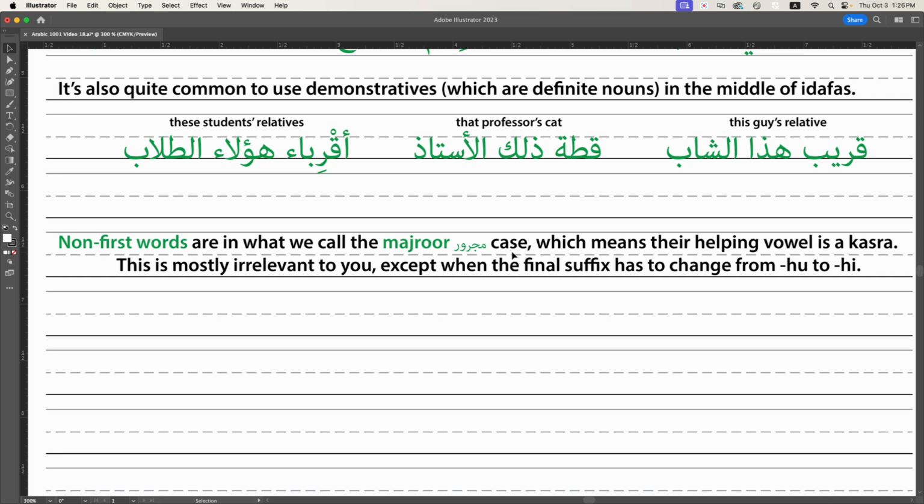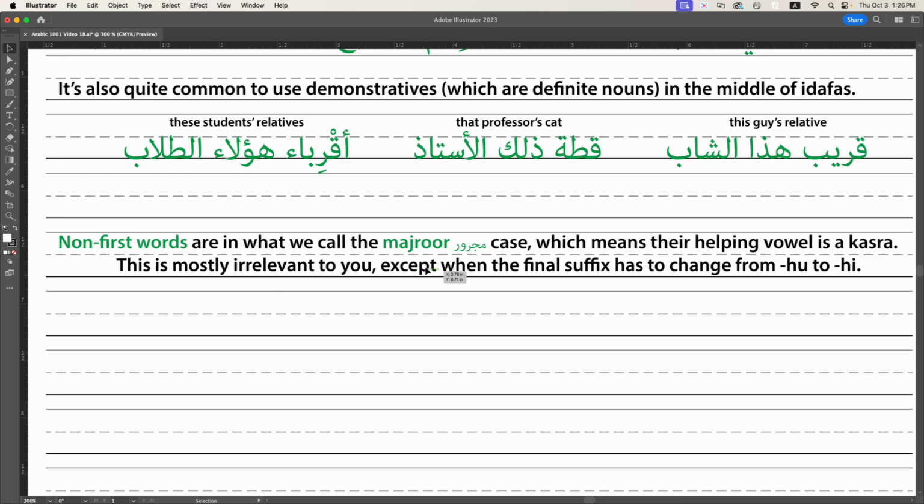Once you get to be an advanced or superior level student, then this case marking system is another thing you can add to your repertoire of things that you can do in Arabic, but for the most part, it's pretty irrelevant for a first-year student. So once a word is in what we call the majrur case, the case here meaning the role it is playing in the string of words or sentence, this means the little helping vowel after the word is a kasra instead of the default dhamma. And so this is mostly irrelevant to you.